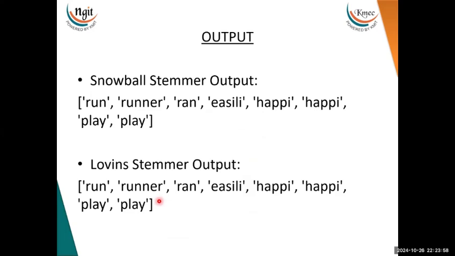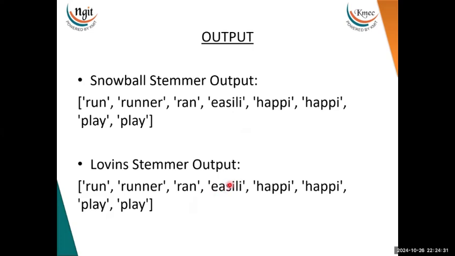So for the Snowball stemmer, the output is this: run, runner, ran, easili, happi, happi, play, play. For the Lancaster stemmer, the output looks like run, runner, ran, easili, happi, happi, play, play. So you can see how the stemming process has been working out. It is just trying to remove your affixes and the other things and trying to bring it to the base word. But if you can see, there is a word called easili, EASILI.